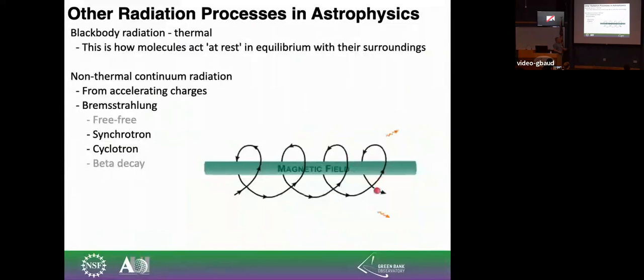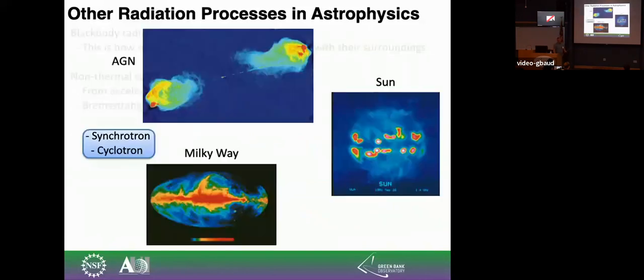There's also magnetic field acceleration of the charge. So you get electrons, or ions, spiraling around the magnetic field lines. In the relativistic case, that's synchrotron radiation. In the non-relativistic case, that's cyclotron. And there's beta decay, but I don't know much about that. Cool.